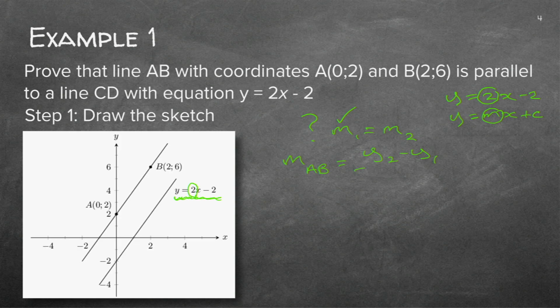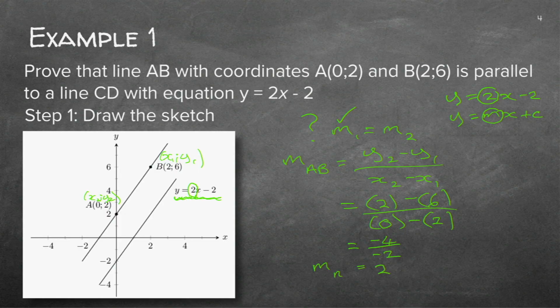Y2 minus y1 over x2 minus x1. And the minute I see those little x1, x2s, I need to go and allocate. Let's make this one x1, y1, and let's make this one x2, y2. So if I substitute, remember substitute means empty brackets, y2 was 2, minus y1 was 6, over x2 was 0, minus x1 was 2. So 2 minus 6 is minus 4 over minus 2, which just gives me 2. The gradient of AB is 2.